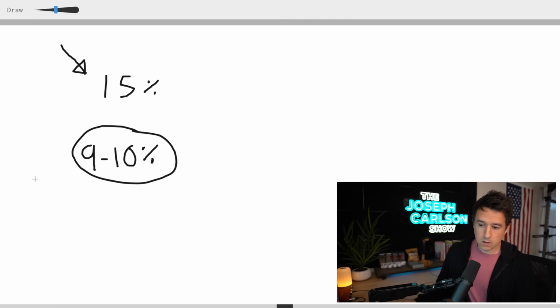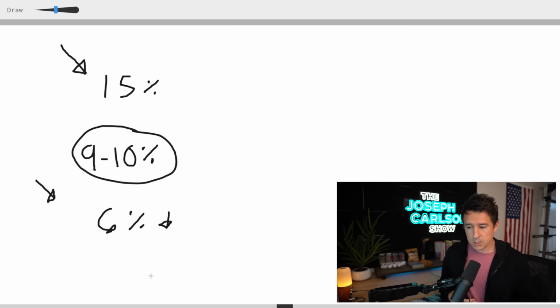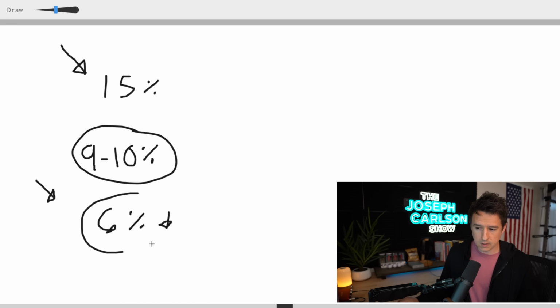And then something that returns, let's say, 6% or below, that's overvalued. You're paying too much for it. If you do analysis on a stock and your expectations are that it's going to return 5 to 6%, buy a treasury. Put your money in a savings account. Why take on risk to get something that's going to give you lower returns than the S&P 500?